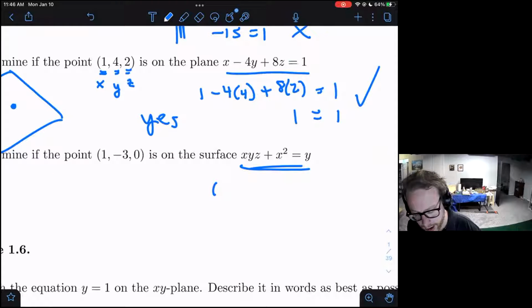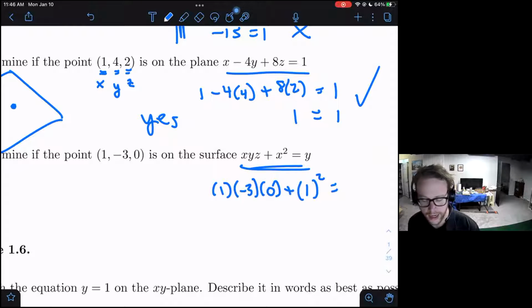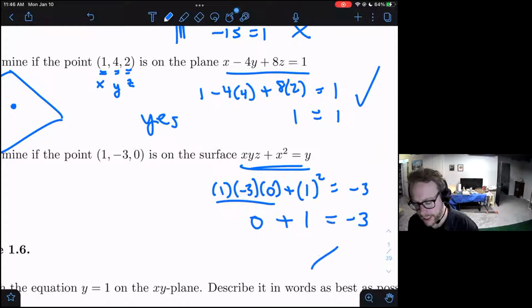So in here, we're going to have 1 times -3 times 0 plus 1 squared. Does that equal Y, which is -3? So 0 times anything is going to be 0. 1 squared is going to be 1. And I can now see that the answer is going to be no.